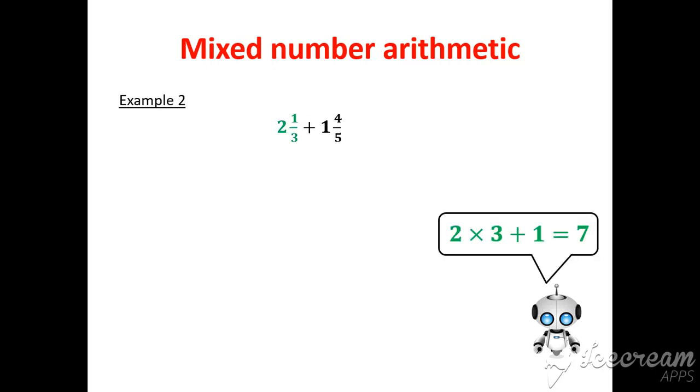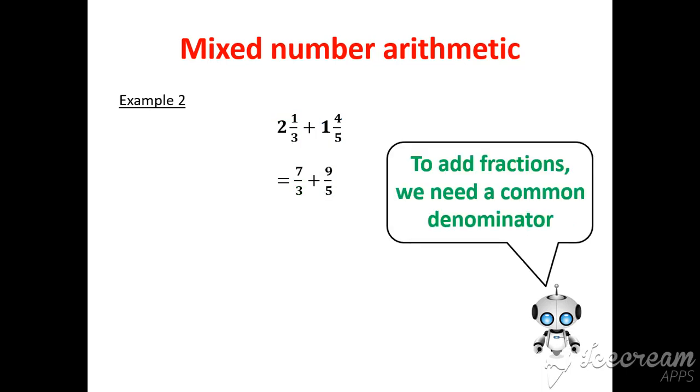Right, well, once again, I'm going to take 2 1/3 and turn it into an improper fraction. So 2 times 3 is 6, 6 plus 1 more makes 7. So we write it as 7 thirds, right? Now we move on to the second fraction. 1 times 5 is 5. 5 plus that remainder of 4 makes 9. So we've got 9 fifths. So I've got 7 thirds plus the 9 fifths.